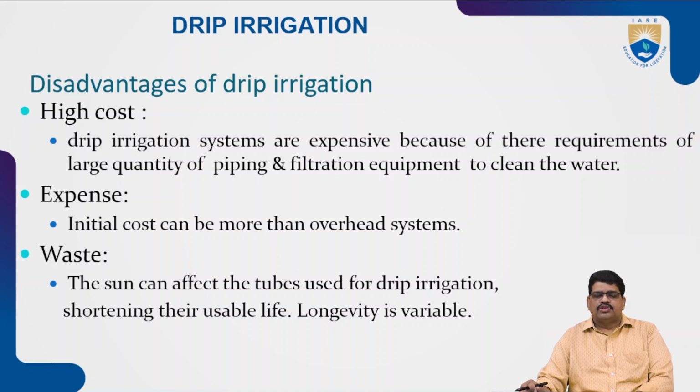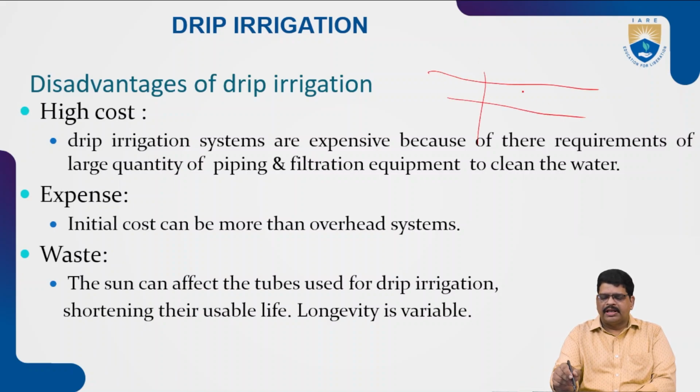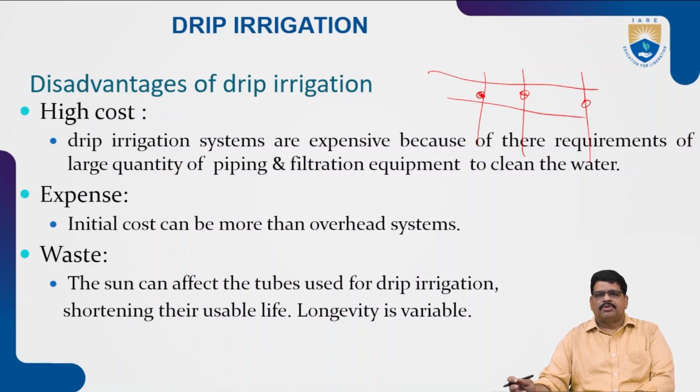Why high cost? First of all, the farmer has to purchase the drip irrigation system. It means the pipelines have to be purchased, and they have to be cut wherever the crop requires, at particular points, and the nozzle is provided there for supplying the water. So initially you have to purchase, and labor cost and material cost will also be there. And also a large quantity of pipes, filtration and equipment to clean up the water.